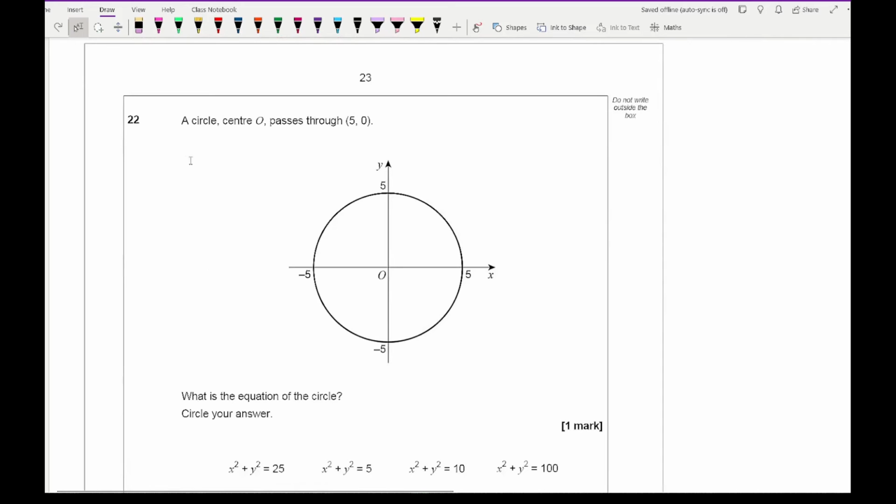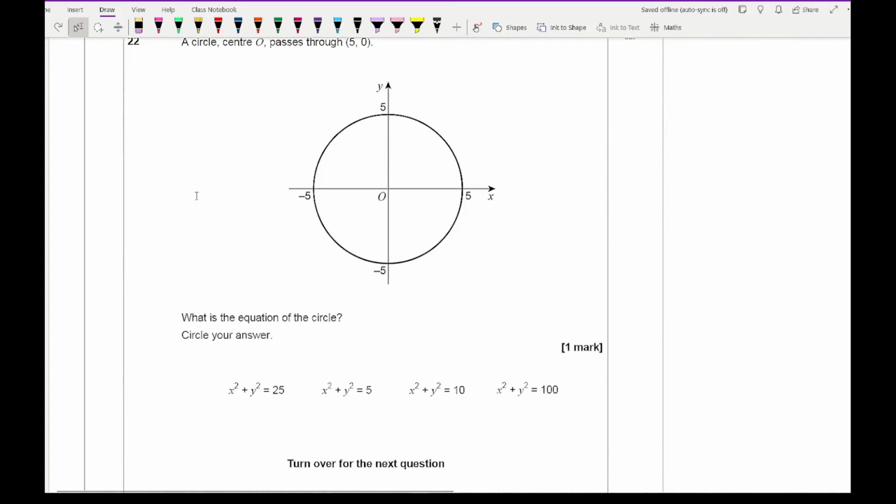For question 22, it says the circle centre O passes through 5, 0. What is the equation of the circle? And that's a dead easy one. So it's x squared plus y squared equals r squared. So if the radius is 5, then we're looking for 25. So the answer is our first one.